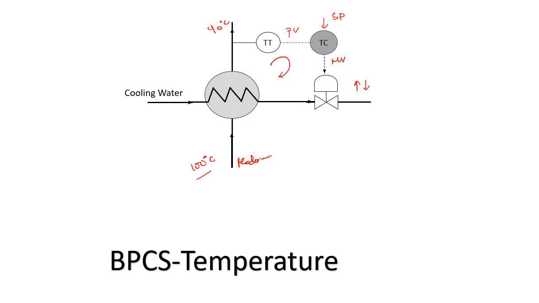So basically in all the cases you can see there are three things. One is your sensor or transmitter, then your DCS or your controller, and the third thing is your final control element. These three things are necessary to complete a BPCS or basic process control loop. This generates PV, this generates MV.